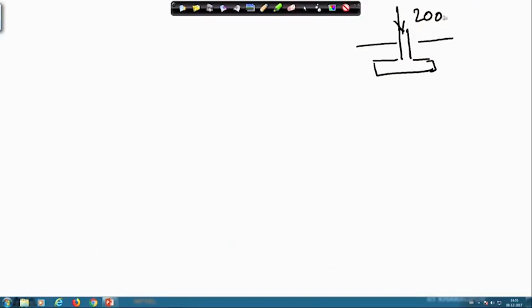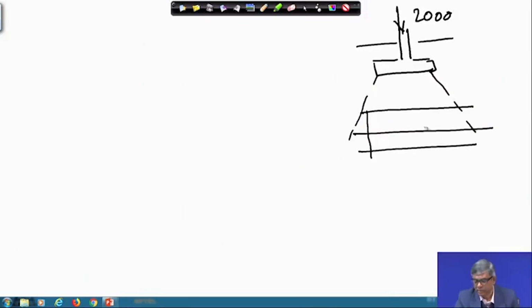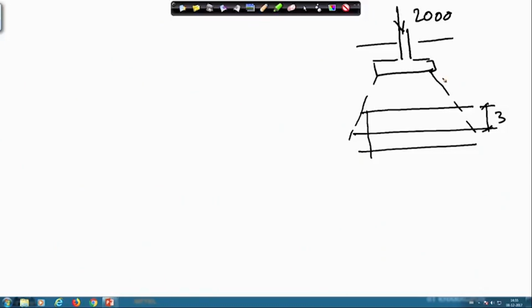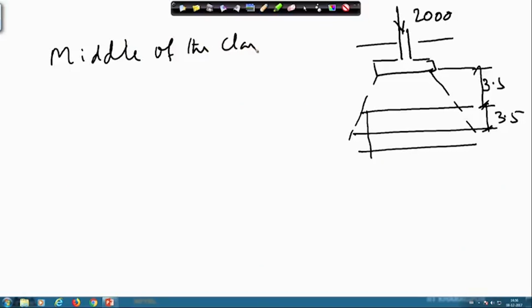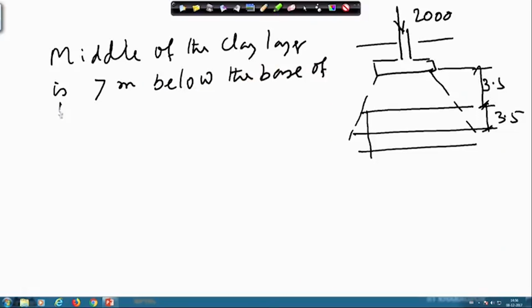Here your 2000 kilonewton load is applied, and from the base of the footing the dispersion will be like this. You have to find out the width here. So, what is the distance? This is 3, and this is also 3.5, from here to here also 3.5, this is also 3.5. So, that means the middle of the clay layer is 7 meter below the base of the footing.